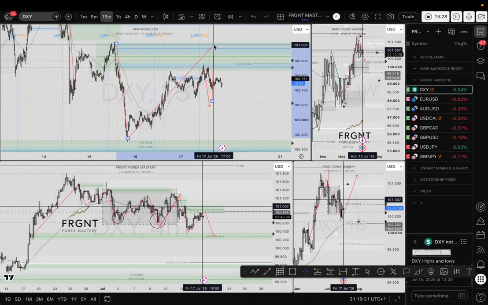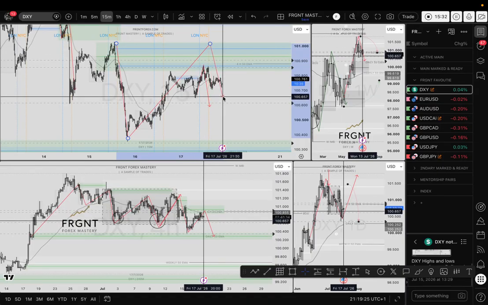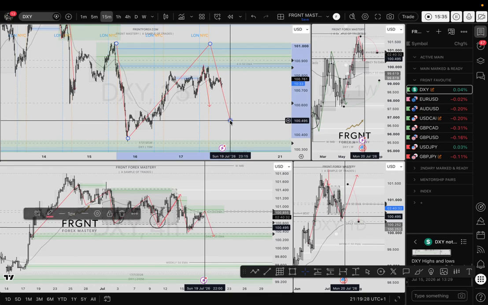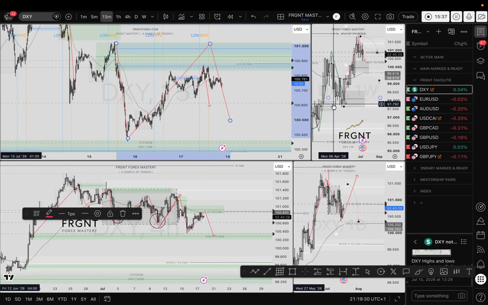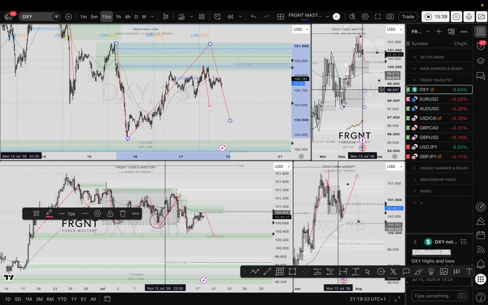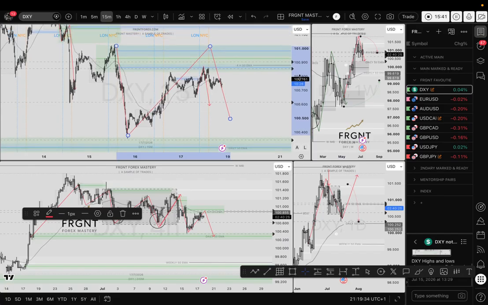Or could the US dollar CAD move higher, which would bring DXY into this area, simply to be followed by a short anyway? So that's my mindset: if I'm going to take US dollar CAD, how long or short-lived could that position be?